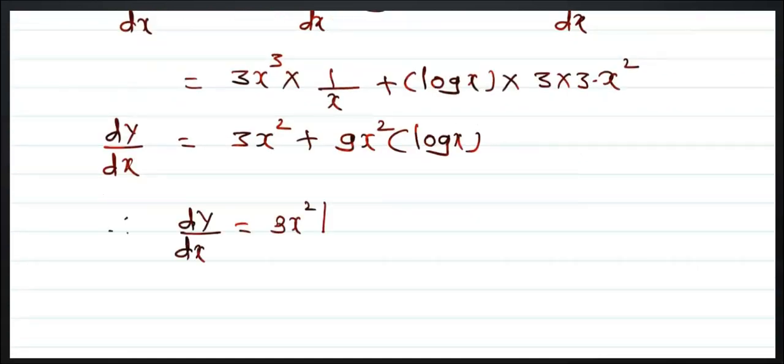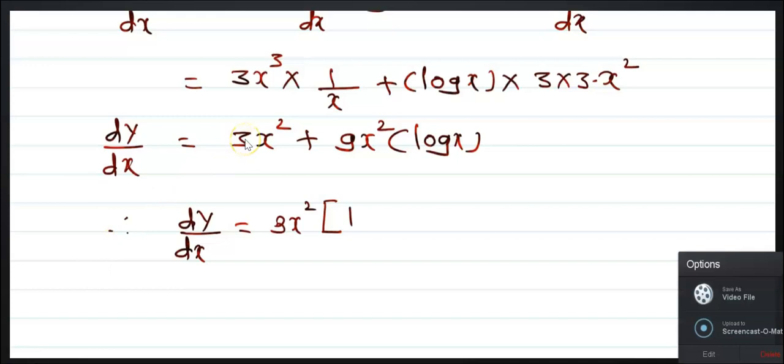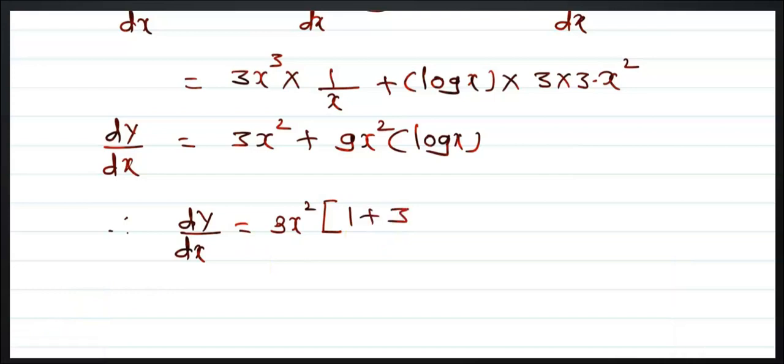Divided by x is equal to 3x square. आपण हे कॉमन काढू शकतो. Then in bracket you will get 1 plus 3 log of x.